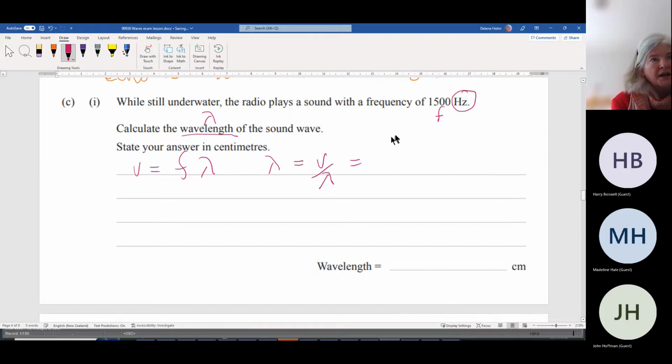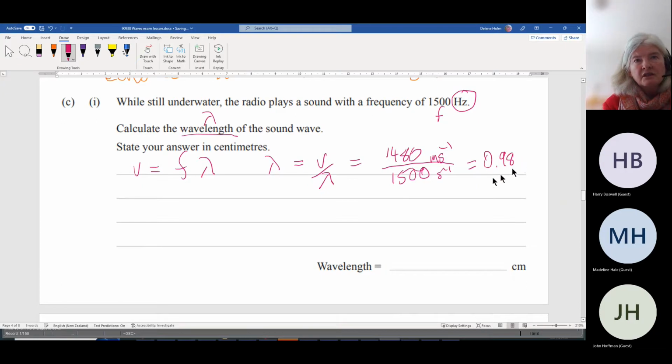So we just plug and chug. We know our velocity was 1480 meters per second because we were told that previously, divided by 1500 hertz, but I'm just going to make it per second so you can see that per seconds cancel out. And you know that should be really close to 1. It actually comes to 0.98. I know that because I calculated it earlier. Yep, it should be around about that.